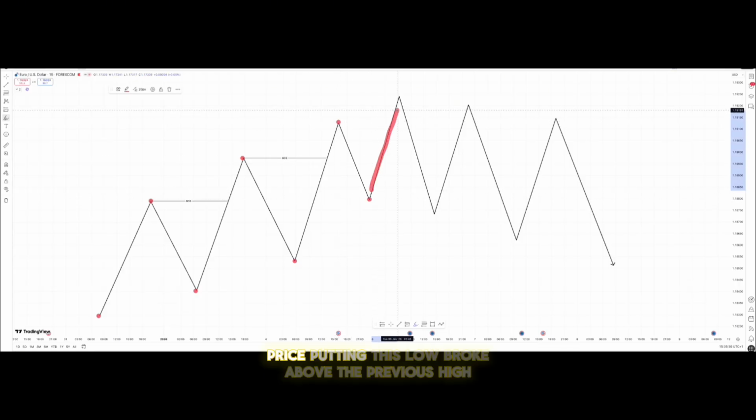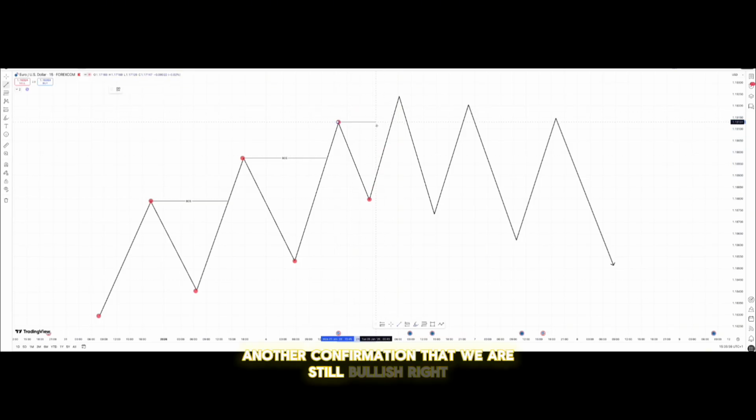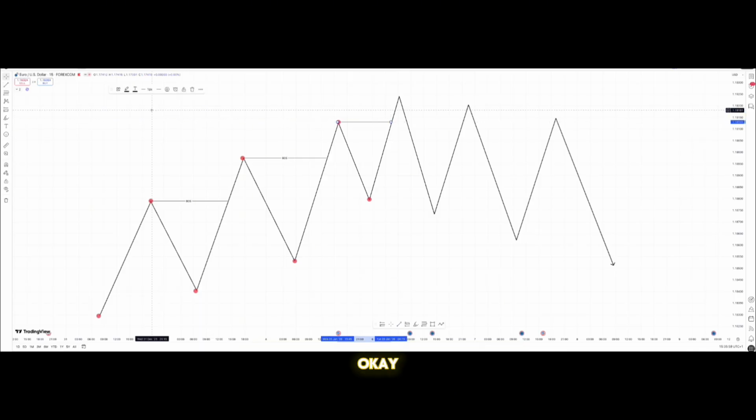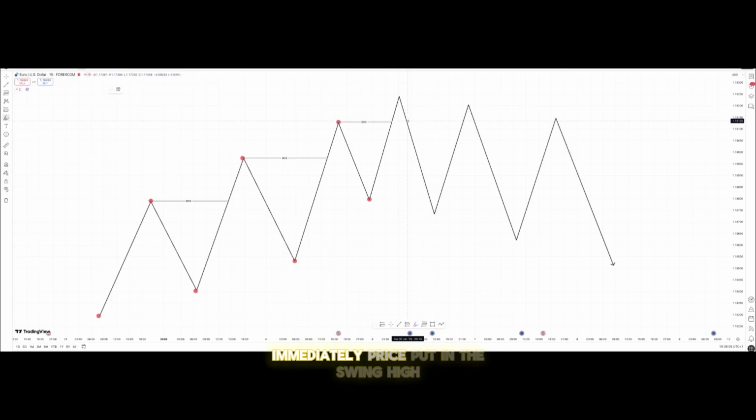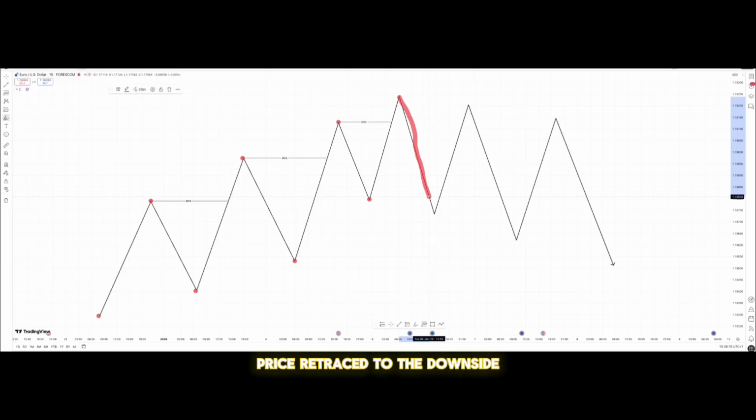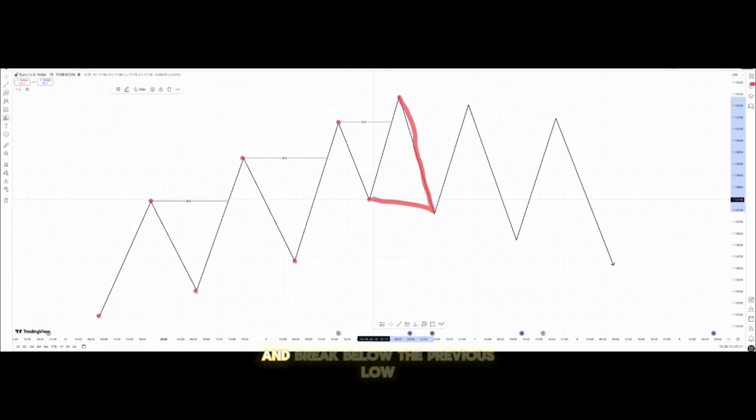As you can see, price puts in this low, broke above the previous high, giving us another confirmation that we are still bullish. Okay, good. Now I want you to pay attention to what happened here. Immediately price puts in the swing high, price retraced to the downside and broke below the previous low, which is our swing low. Remember we said in a bullish trend, our swing low is supposed to be protected while our swing high is supposed to be targeted.